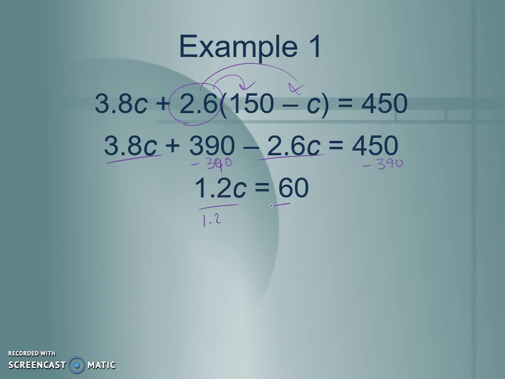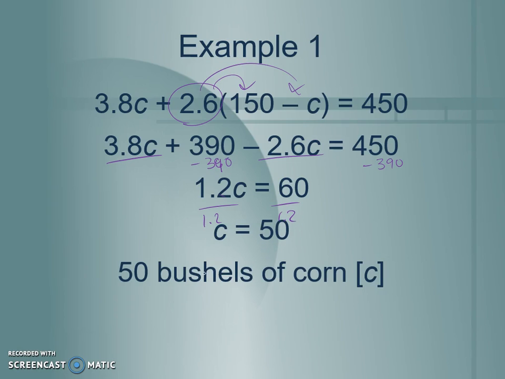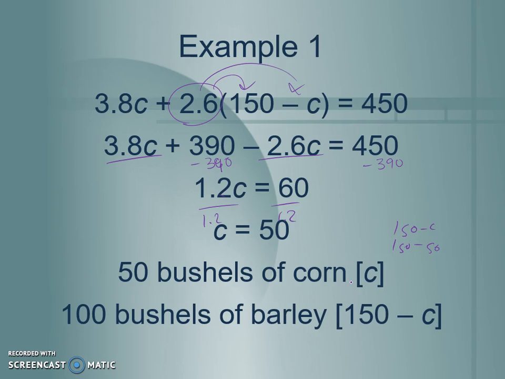We divide each side by 1.2, and you get C equals 50, which means we're going to have 50 bushels of corn. Well, then we have to remember that barley was represented by 150 minus C, or 150 minus 50, which means we're going to have 100 bushels of barley. Then you should always go back, check your answer, and make sure that it all works out.